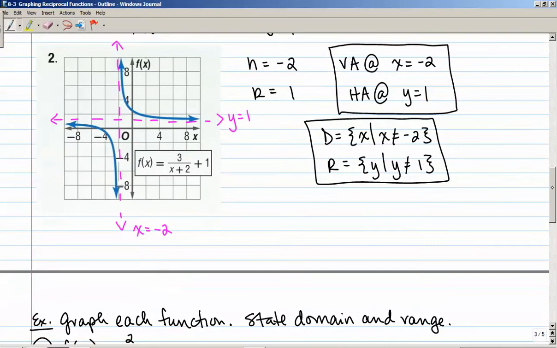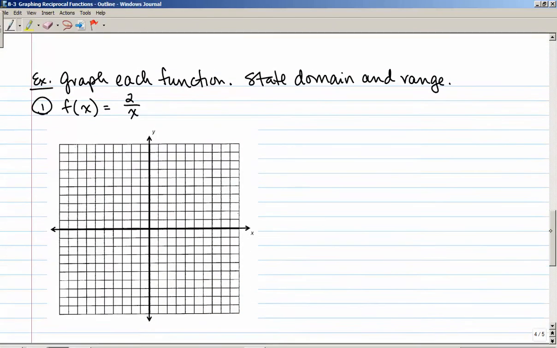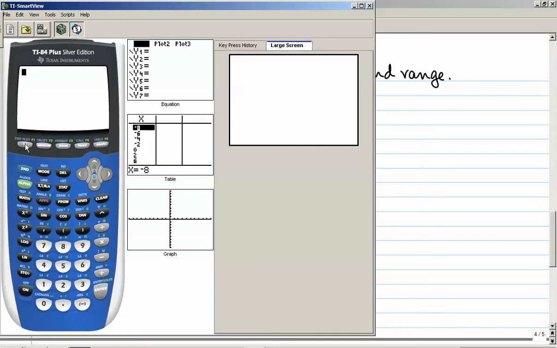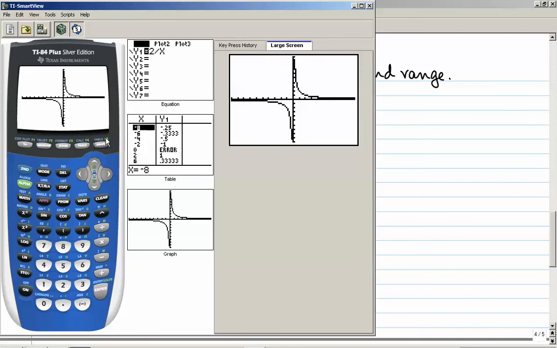Okay? Now, let's try graphing a few of these, and we're going to state the domain and range. So my first one is f of x equals 2 over x. To do that, I'm going to start on my graphing calculator. So I'm going to put in 2 divided by x and take a look at what that graph looks like. Okay, so I have a curve right here, and right there.